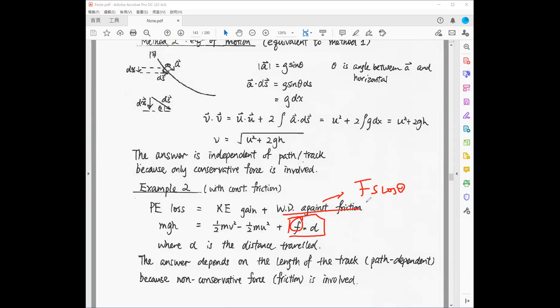Why is the case like that? Because the friction is always tangent to the path. So in this case, you take the distance travelled, which means the length of the path matters. And then you can write down the formula like this.